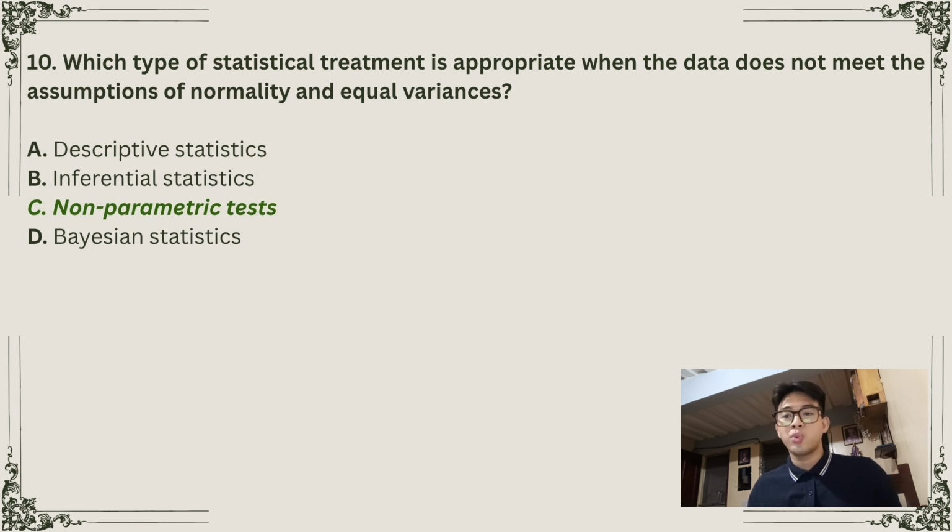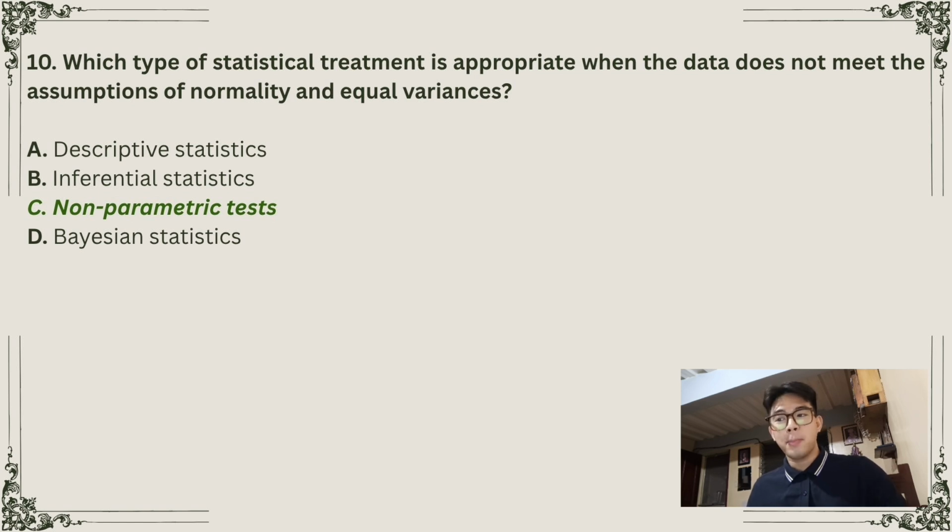These tests are designed to work without the strict assumptions that parametric tests require. They analyze your data differently, often based on the ranks or medians instead of the means. Okay? So now, what about the other options? Descriptive statistics are great for summarizing data, like means, medians, standard deviations, but they don't test hypotheses or compare groups. Inferential statistics include many parametric tests, and remember that parametric tests assume normality and equal variance. So if your data violates this, inferential tests may lead to misleading results.